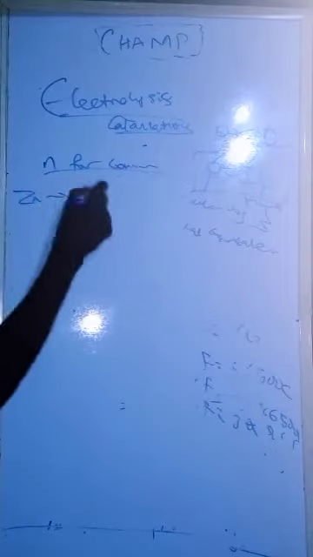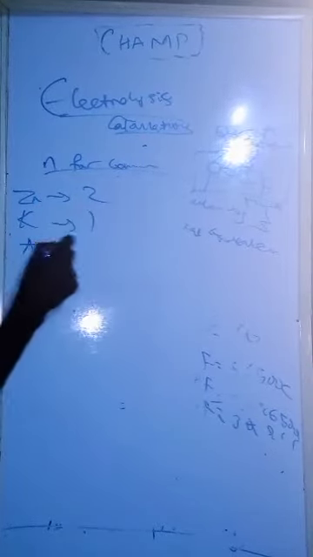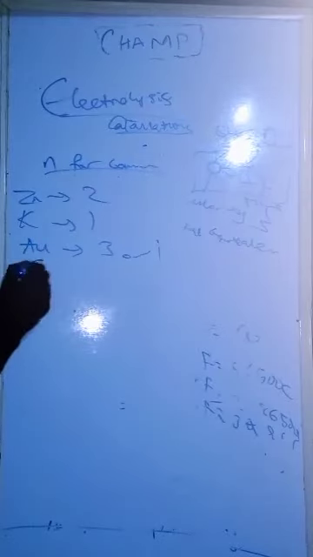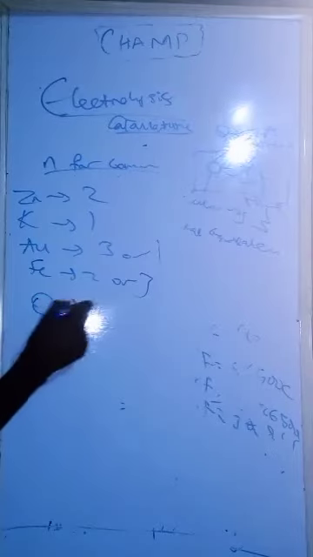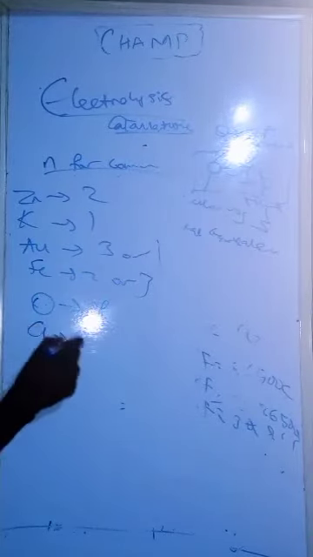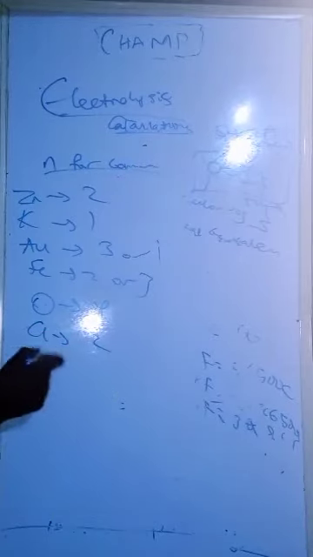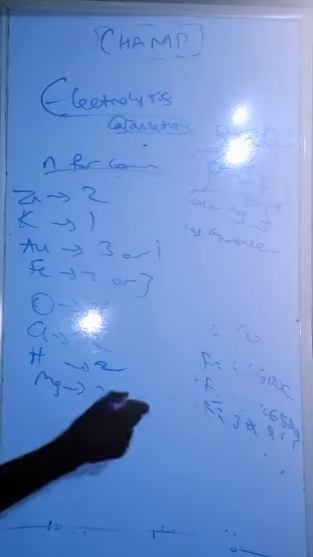N for zinc is what? It is 2. For potassium it's 1. For gold it is 3 or sometimes 1. Then we have some other elements. Iron, it can be 2, it can be 3. Iron is actually not common in electrolysis. Oxygen, it is 4. For chlorine it's 2. Hydrogen it's 2. For magnesium it's 2. And on like that.